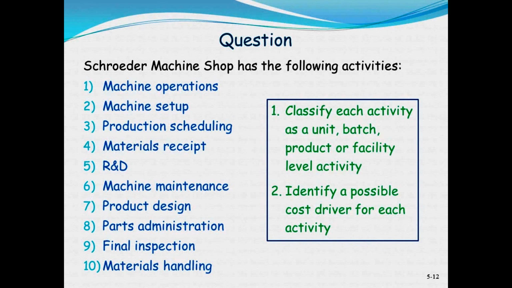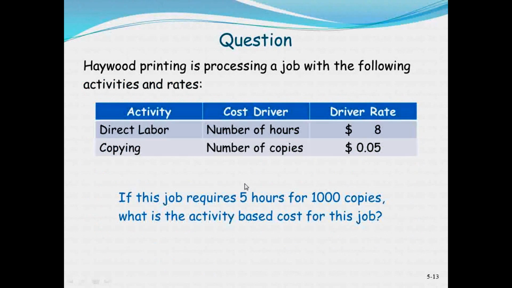Machine hours, engineering change notices, or the number of modifications, number of products, a few different choices there. Number of parts, number of products, number of purchase orders here. Number of inspection hours, number of batches, number of units here. Materials handling: number of loads, weight of the materials. This is for movement of materials from one place to another. Number of specific moves you need to do. So there are a few different possibilities. Okay.